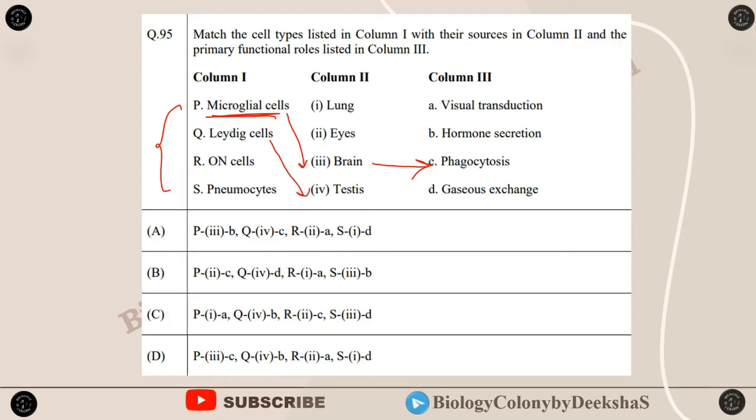It is present in testes and these do the work of hormone secretion, that is testosterone secretion. Then rod cells present in eyes and are involved in visual transduction. Then we have pneumocytes. From the term pneumo, you should understand that lungs are being talked about. And since it is about lungs, they help in gaseous exchange. So option D is correct.